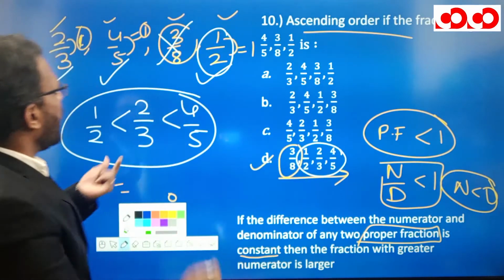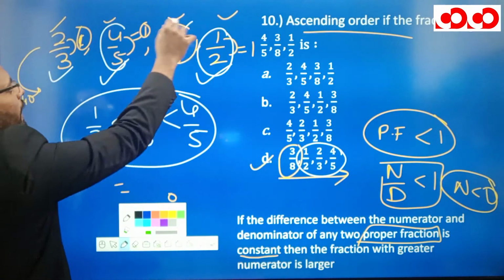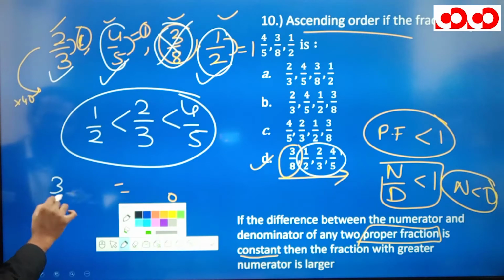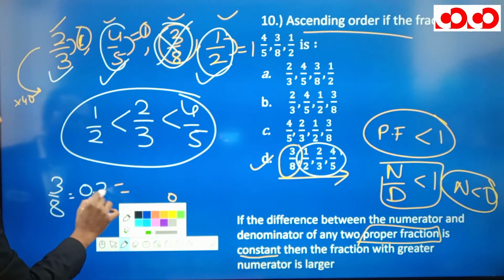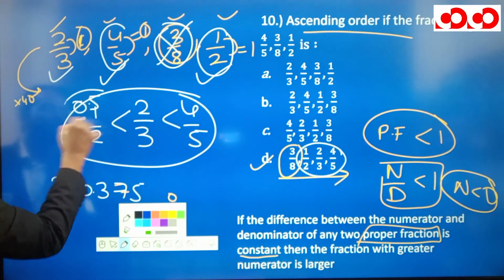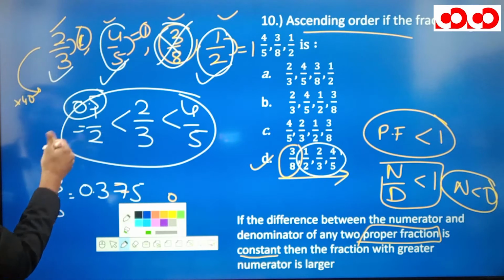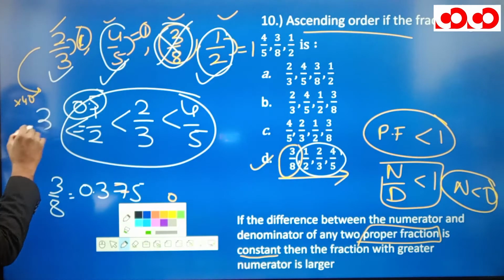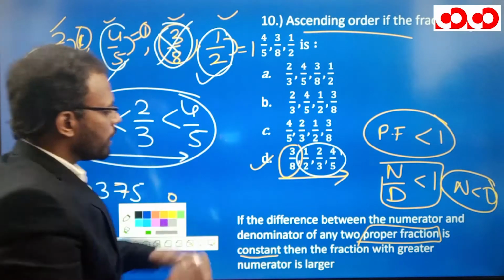is satisfying this condition, and then you can compare this for 3 by 8. 3 by 8 is 0.375 and this 1 by 2 is 0.5, and we know that 0.375 is smaller than that. It means that 3 by 8 will come over here. So the sequence which is following here is option D.